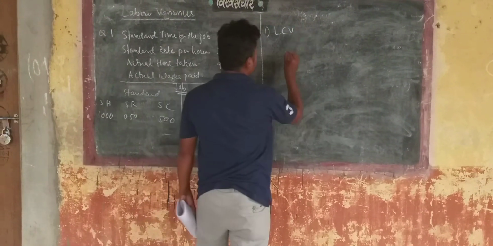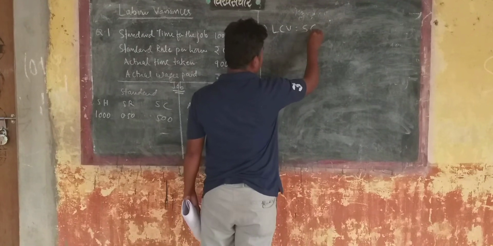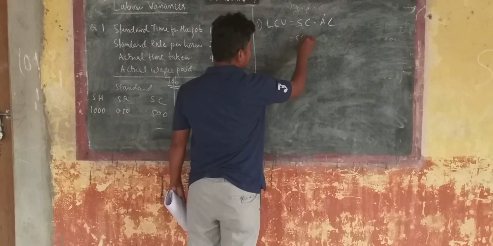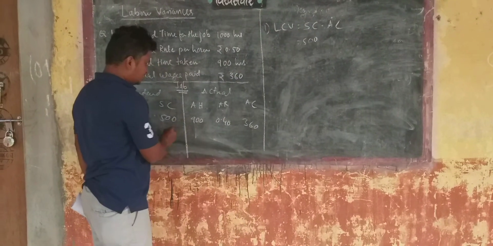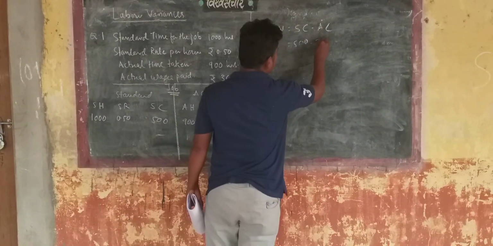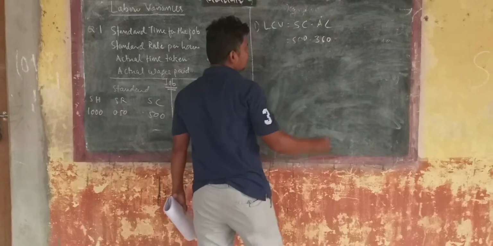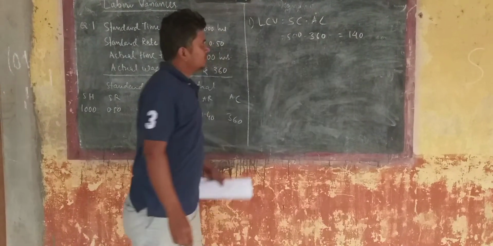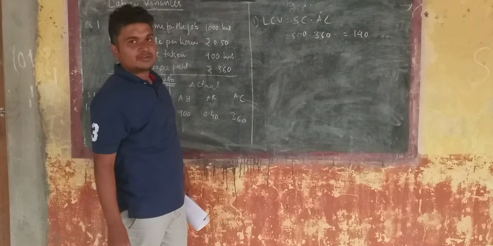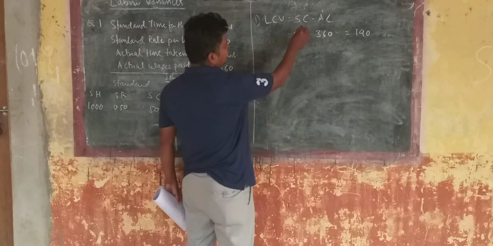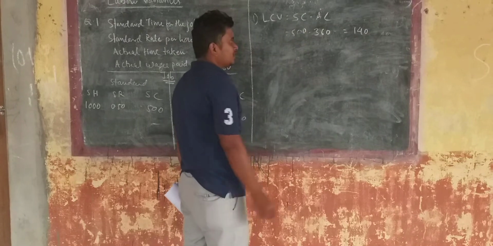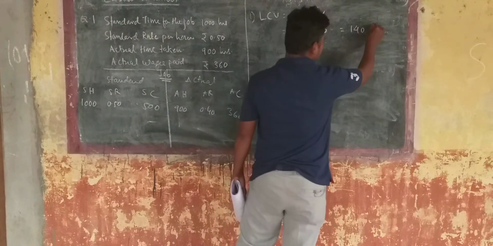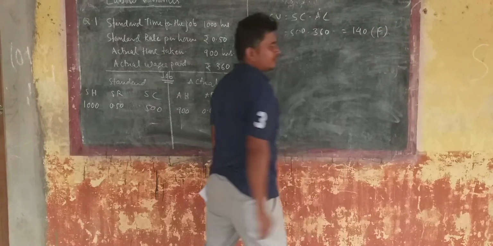Labor cost variance कैसे आता है? Standard cost minus actual cost. Standard cost is 500 and actual cost is 360, so the difference is 140. Tell me, is this variance favorable or adverse? As you can see, the standard cost we decided is 500, but the actual cost is 360. So we saved 140. That's why this variance is favorable.